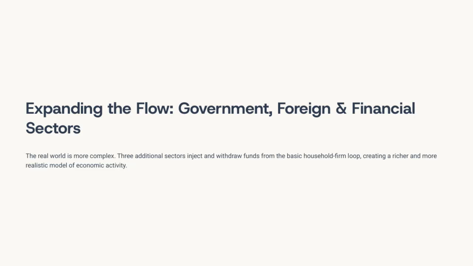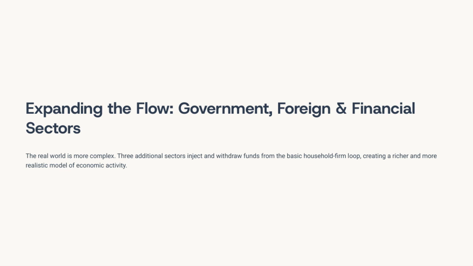The real world, of course, is more complex than our basic model. In addition to households and firms, there are three other key sectors that play a crucial role by injecting and withdrawing funds from the economy. These sectors help create a more realistic and nuanced picture of economic activity. We're talking about the government, the foreign sector, and the financial sector. Each of these adds layers of interaction that influence how money flows through the economy.